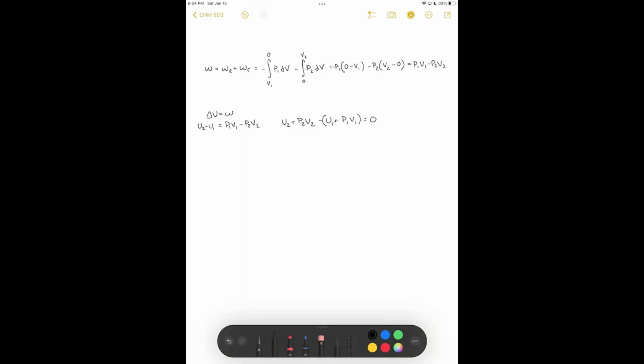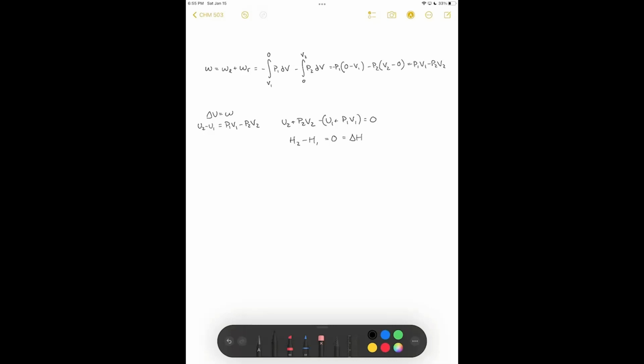Now, this should look familiar. This U plus P times V is our definition of enthalpy. So this is telling us that H2 minus H1 is equal to 0, and H2 minus H1 is, of course, delta H. So this is an example of an isenthalpic process where the change in enthalpy is equal to 0.